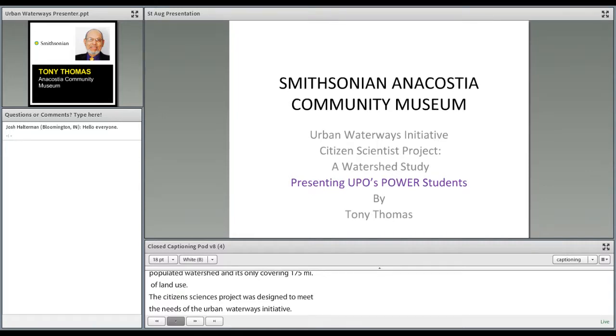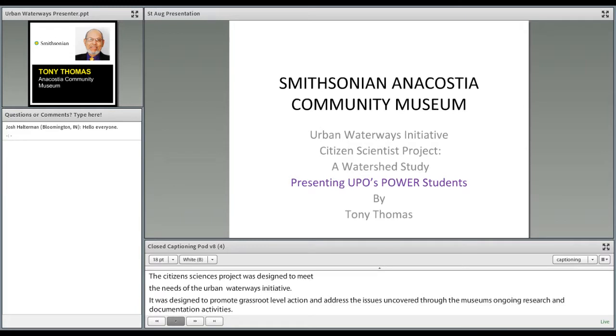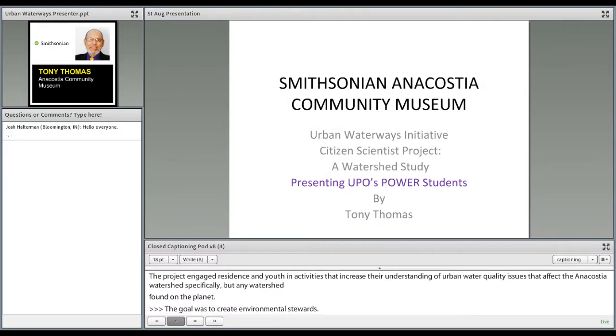The project engaged residents and youth in activities that increase their understanding of urban water quality issues that affect the Anacostia watershed specifically, but any watershed found on the planet. The goal was to create environmental stewards, and we did this by engaging the students in increased knowledge, skills, and content development, and this, we hope, would result in more activists and advocates for the environmental health of their community.